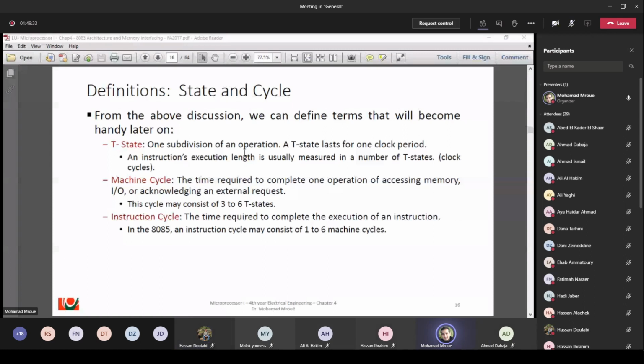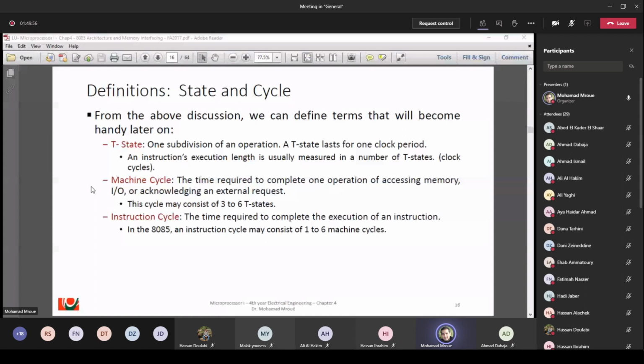Some definitions, state and cycle. From the above discussion we can define terms that will become handy later on. T-state. The T-state هي equivalent to T-clock مثل ما شفنا. So it's one subdivision of an operation. أكيد a T-state lasts for 1 clock period. An instruction's execution length is usually measured in a number of T-states, يعني clock cycles.